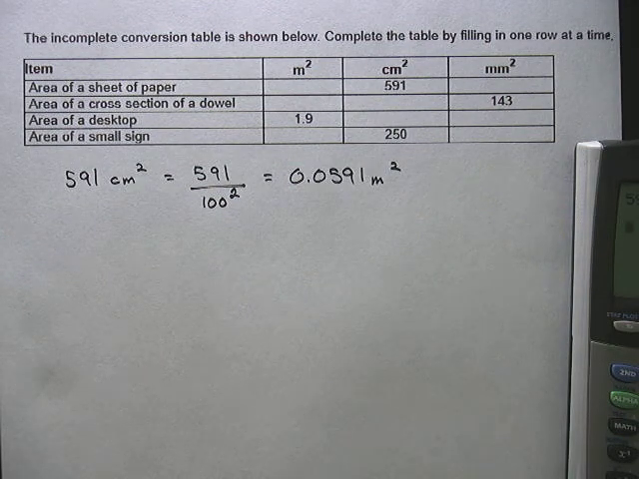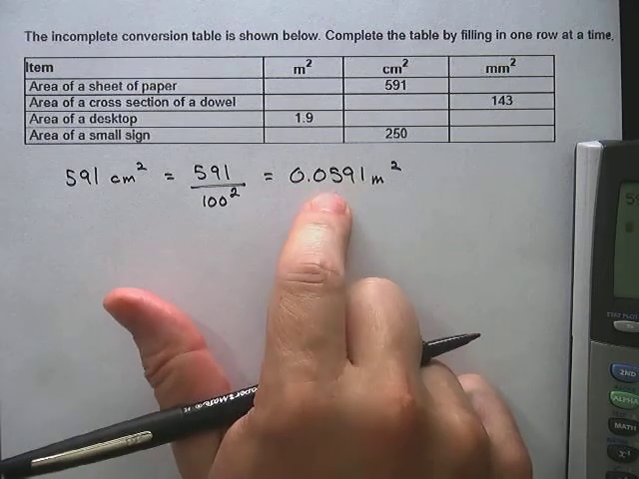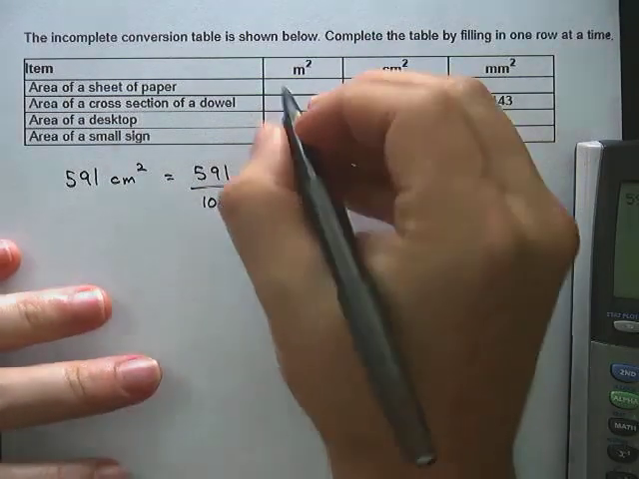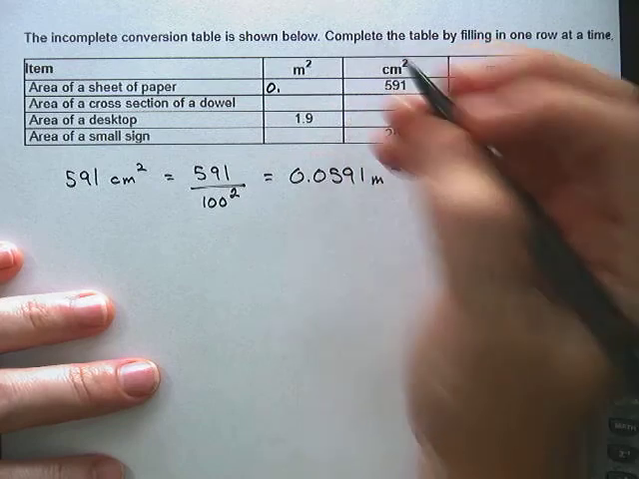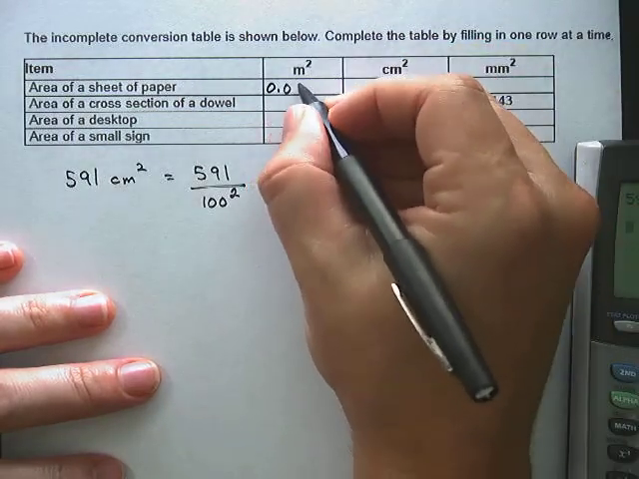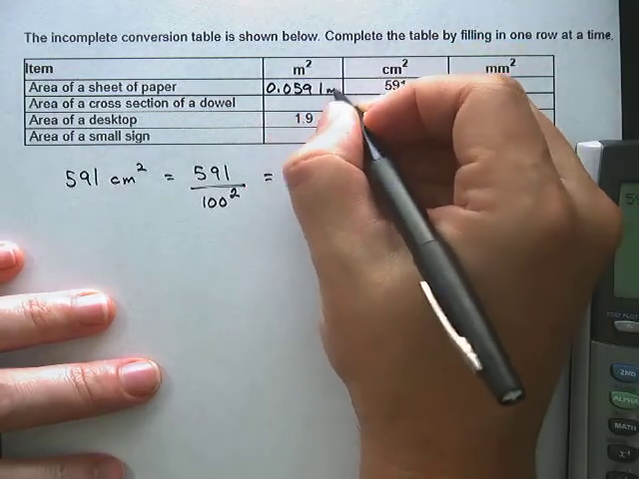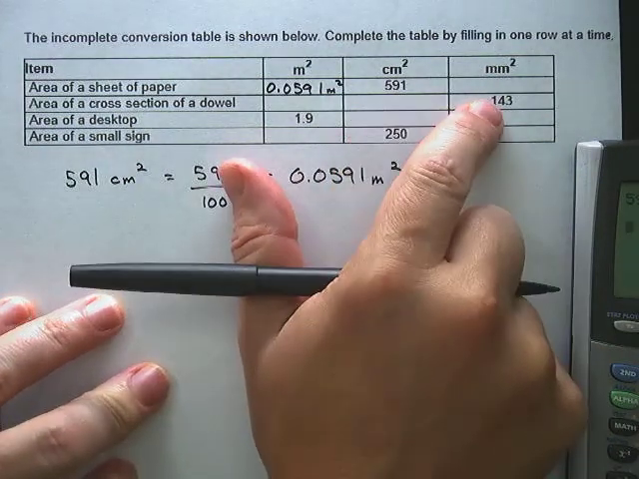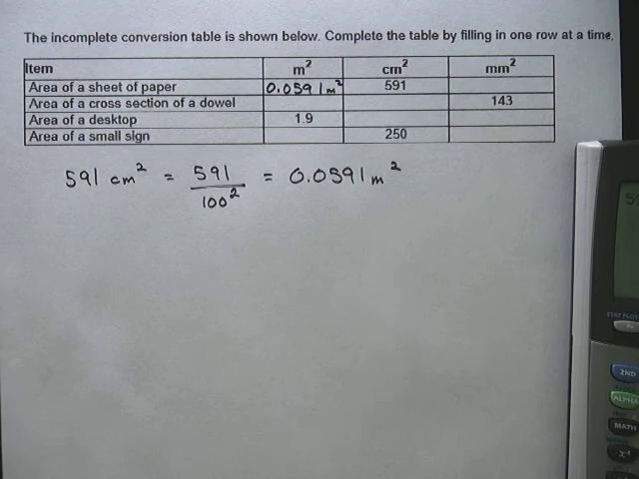Okay, now if you wanted to go back from meters into centimeters, you would simply multiply this number by 100 squared, and you would arrive back at 591. So this is 0.0591 meters squared. Okay, now let's go from centimeters the other way into a unit of measurement that's smaller than centimeters.